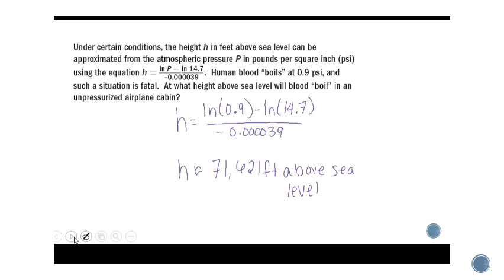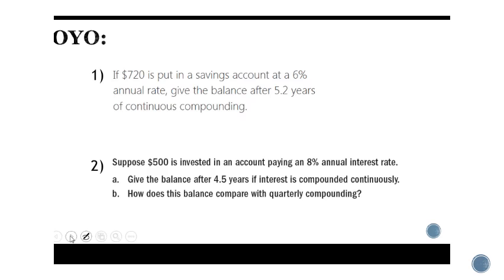So that is the end of it. Okay, so you have two OYO questions to do. They both deal with that interest formula that we talked about. So the first one is $720 in a continuous compounding situation. And then in number 2, I want you to look at that account balance after 4.5 years if you use continuous compounding and if you go back and then were to just do it with quarterly compounding. Which one would give you more money and how much more money?